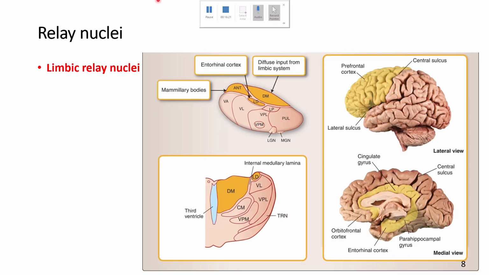Another one is the limbic nuclei. So this is still part of the relay nuclei. In the limbic system, there are different pathways connected to thalamus. One is the mammillary body, and mammillary body is connected to hippocampus through fornix, and then mammillary body connects to anterior nucleus through the mammillothalamic tract.